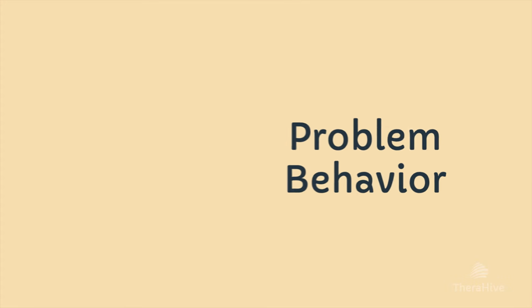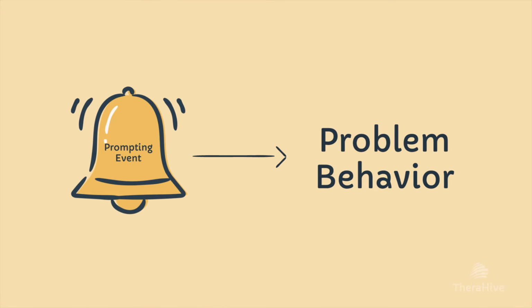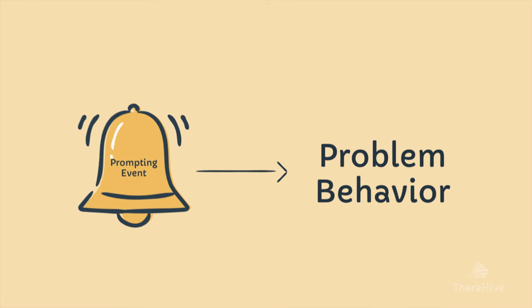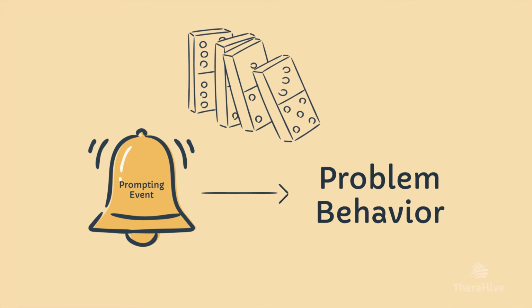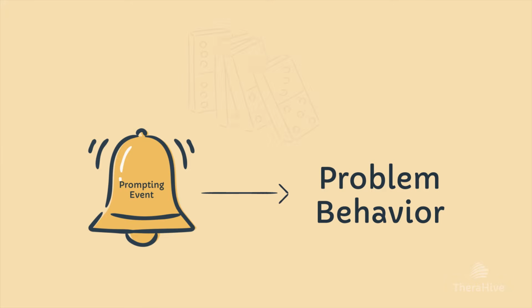Going backwards, we have something called the prompting event. This is the event that set off the chain leading to the target behavior. It's like the first domino to fall. If the prompting event hadn't occurred, then you likely would not have engaged in the problem behavior.